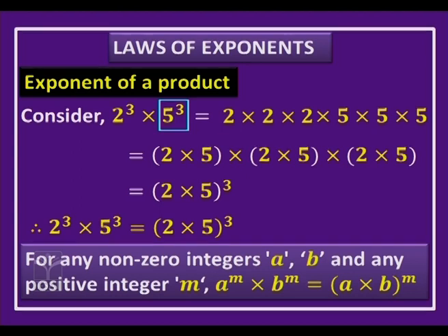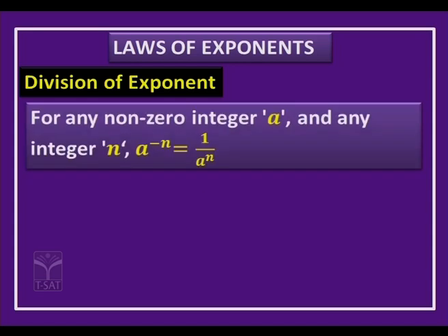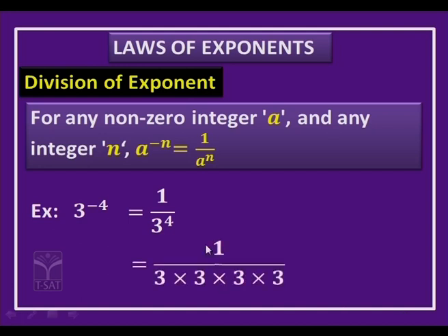Now, let us move on to our next law, that is division of exponent. So, for any non-zero integer a and any integer n, a power minus n is always equal to 1 by a to the power of n. Let us see one example. So, 3 power minus 4. I can express this as 1 by 3 to the power of 4. So, 1 by 3 raised to the power of 4, that means what, children? 3 is multiplied 4 times. So, in the denominator we are multiplying 3 4 times. How much you get, children? 3 into 3 is 9, 9 threes are 27, 27 into 3 is 81. So, you get 1 by 81.